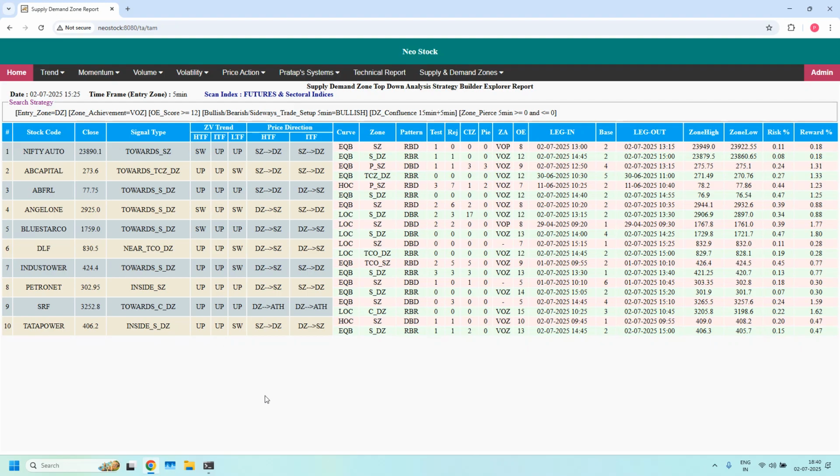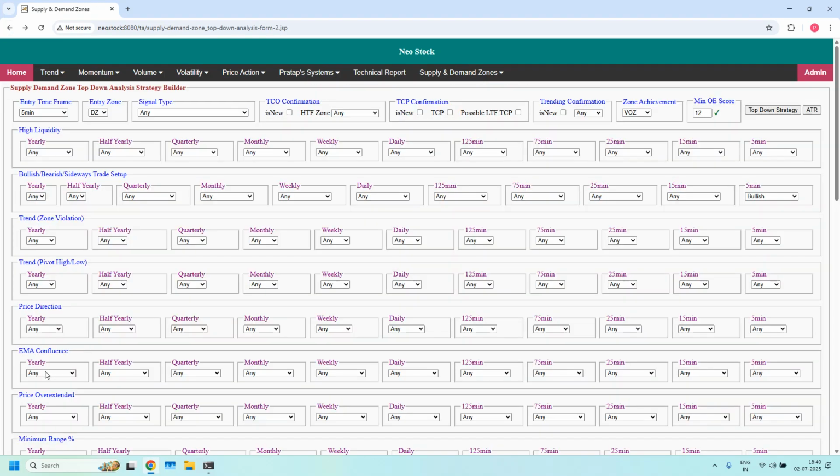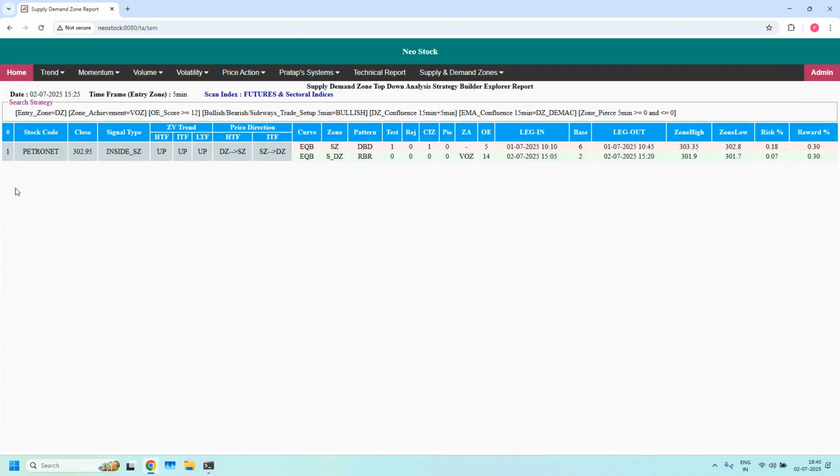So let's further filter by checking if any 15 minutes demand zones are having daily EMA confluence. By setting the filter, we got one stock. That way this 5 minutes demand zone might be having more high probability to get success, provided less than 20 checklist items are satisfied. Otherwise zones might be violated.